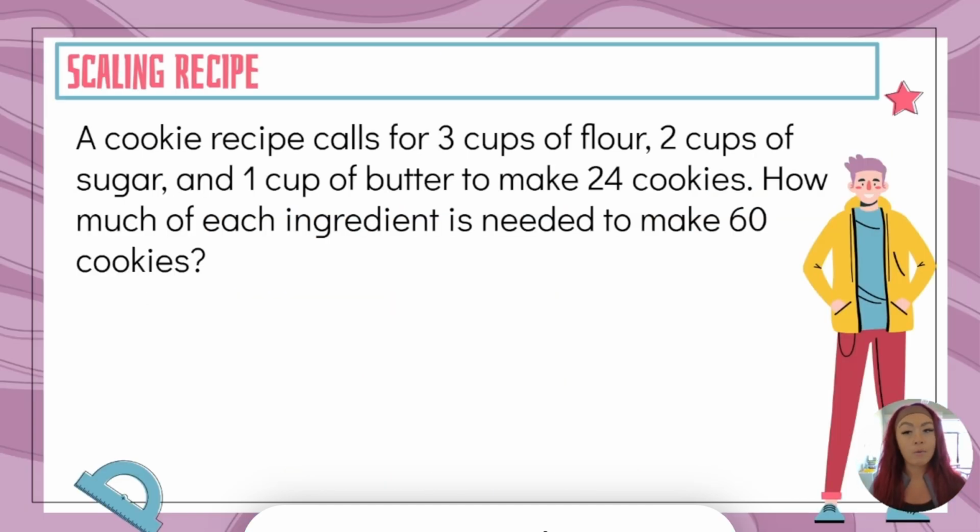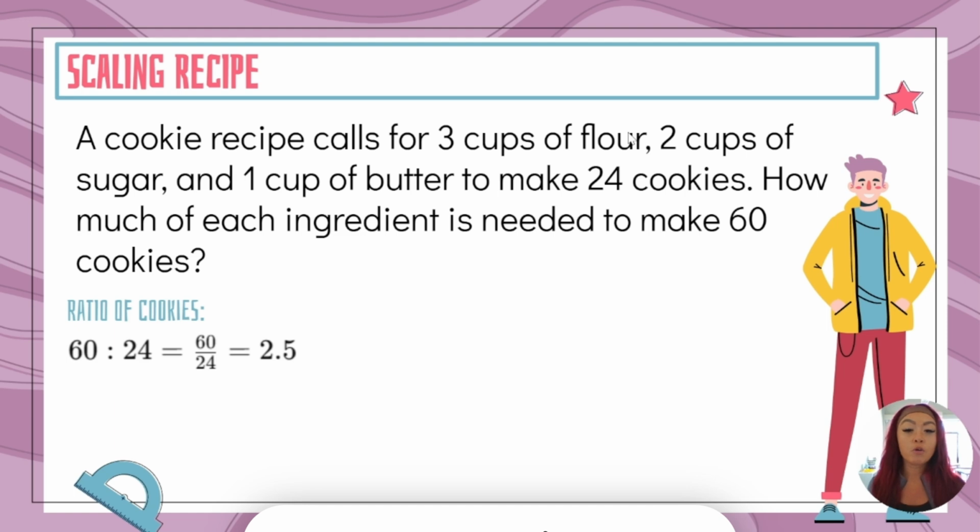Let's take a look at a scaling problem. A cookie recipe calls for 3 cups of flour, 2 cups of sugar, and 1 cup of butter to make 24 cookies. How much of each ingredient is needed to make 60 cookies? So we're going to have to scale here, right? We know the amount that we need for 24 cookies, but now we need to scale this so we know the proper amount of ingredients to make 60 cookies.